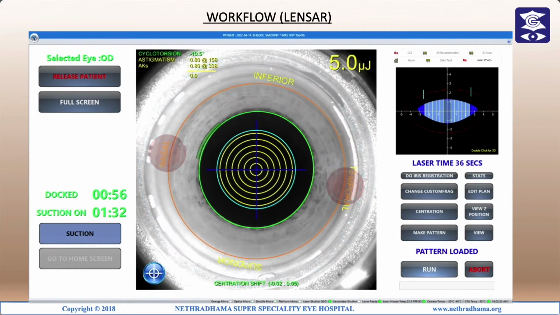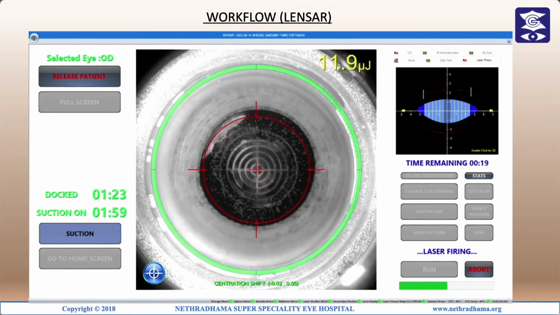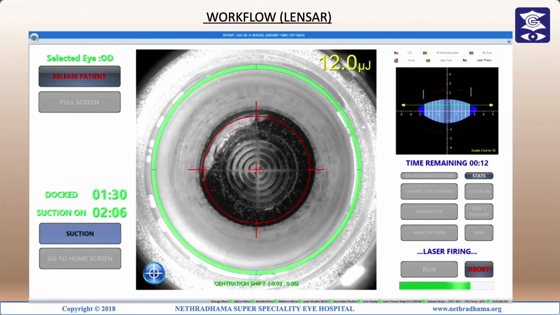Now this is so important to compensate this cyclotorsion, because if this is not done, there is going to be a 30% undercorrection of the astigmatic correction that is achieved with the LRIs, with the arcuate incisions. So this is very important. The laser has done a good cyclotorsion compensation. And now let's also look at the workflow in the other group.